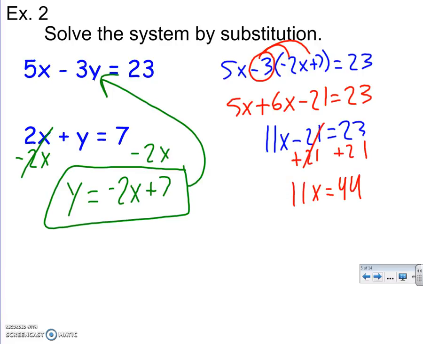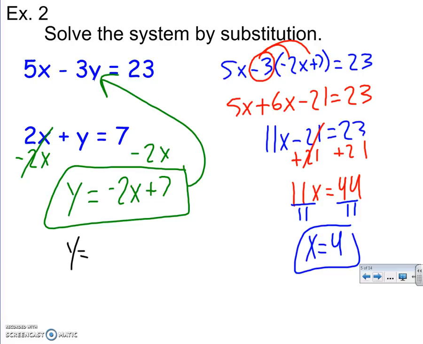And then we divide by 11. X is 4. So that's my x. And I need to find y. I plug that into any of the original equations. I'll use the bottom one. Technically, I could use this one right here.